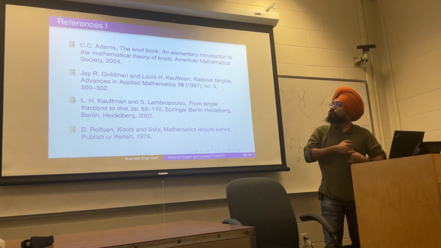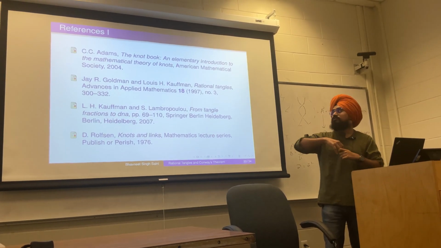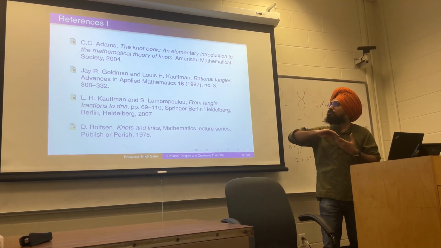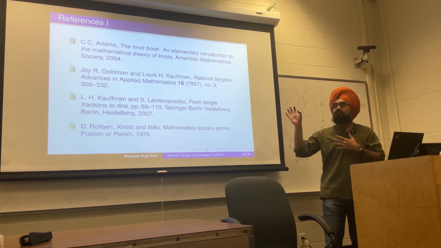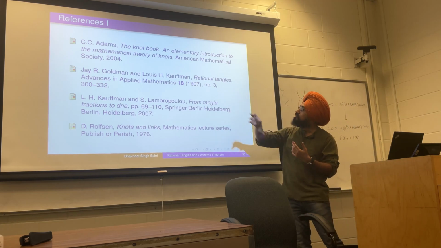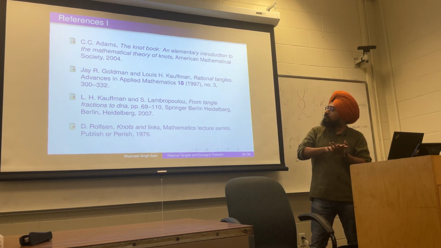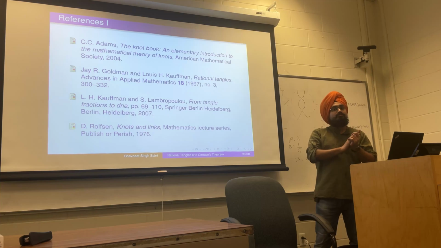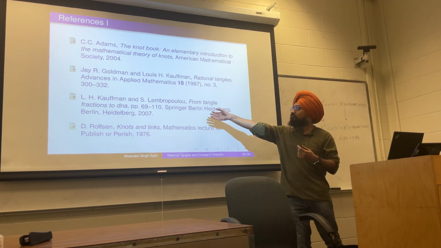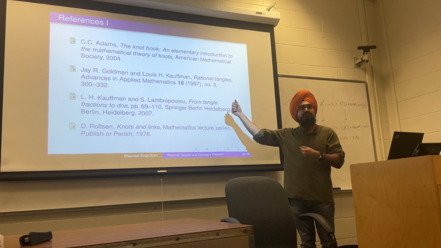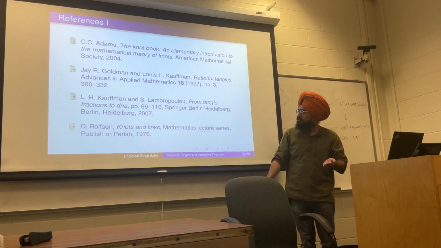If you want to read more about knots, then of course, as I said before, there's Colin Adams' book, A Very Elementary Introduction, and the paper which I used for this talk was by Kauffman and Goldman on rational tangles. And if you want to know more about the applications of it, then Sofia Lambropoulou and Kauffman have another paper. I can send these links by email if you want.